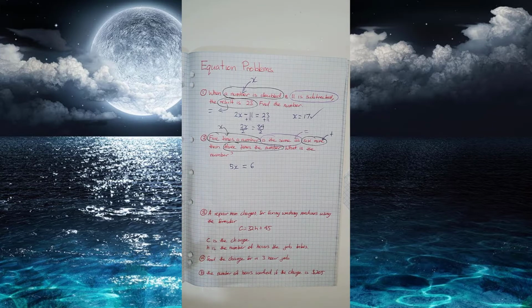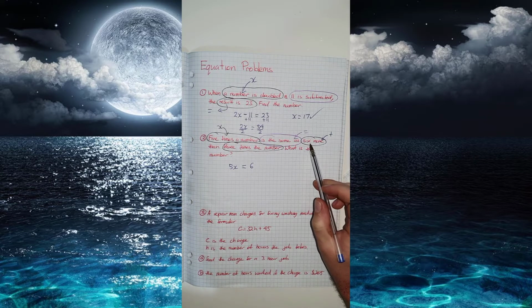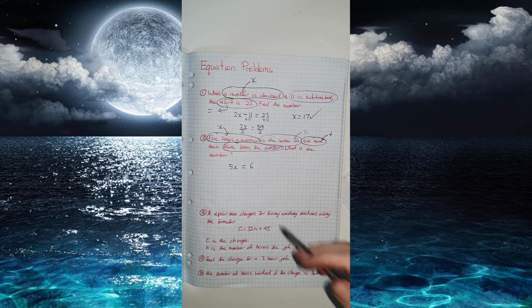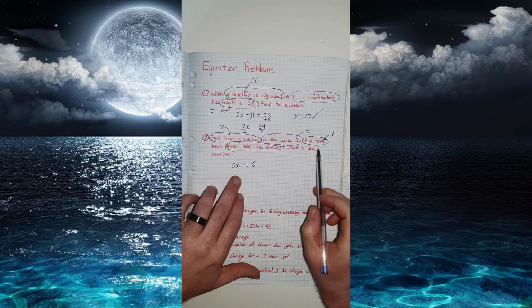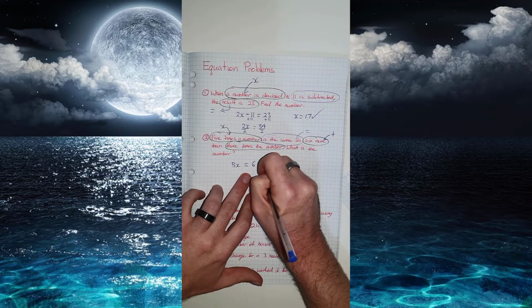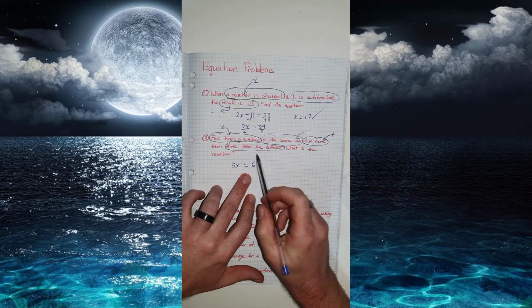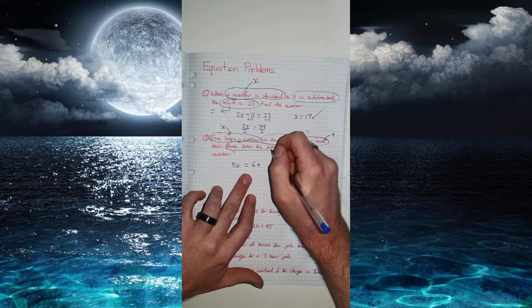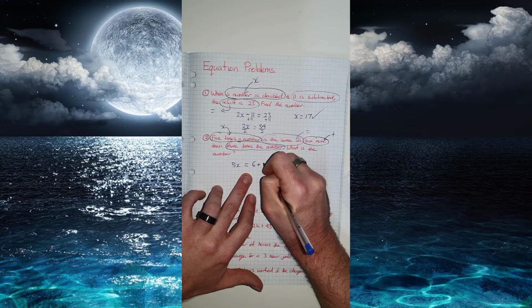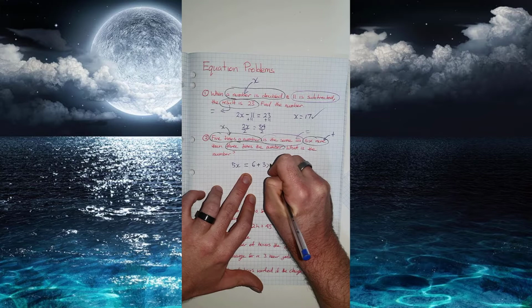If I have 1 lolly and I add on 6 more than that, I'm going to have 7 lollies because I've added on 6. So 6 more than, so 6 plus 3 times the number. Remember, the number was x, because we don't know what that is.